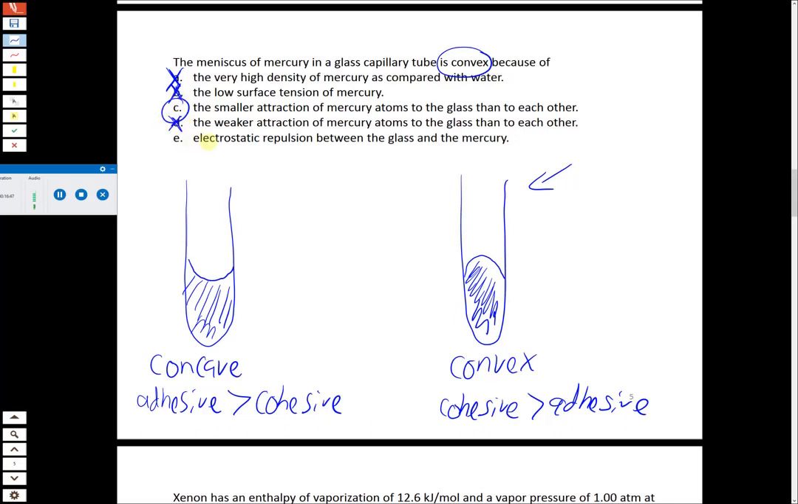And then choice E, electrostatic repulsion between the glass and the mercury. We never have any repulsion, we just have weaker or stronger attraction. So there's never going to be repulsive interactions between the glass and liquid. So choice C is the only one that works, which basically says that the forces of attraction of mercury atoms to themselves are stronger than the attractions to the glass, and so that's why we have a convex meniscus. Okay?